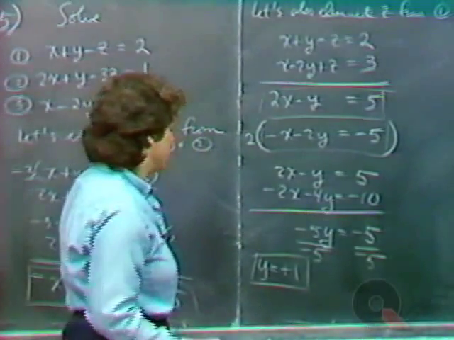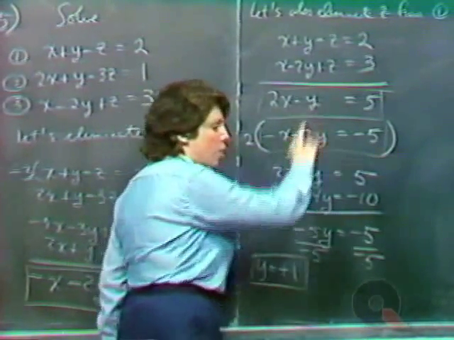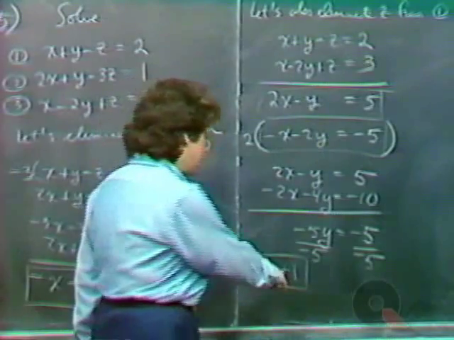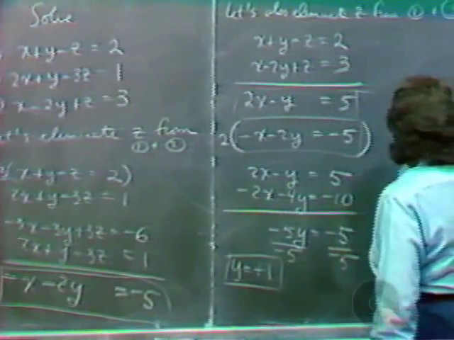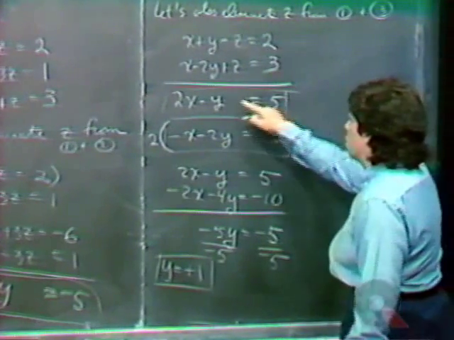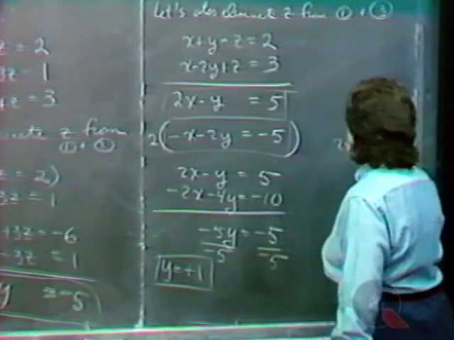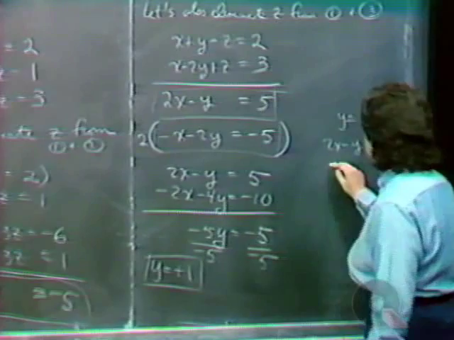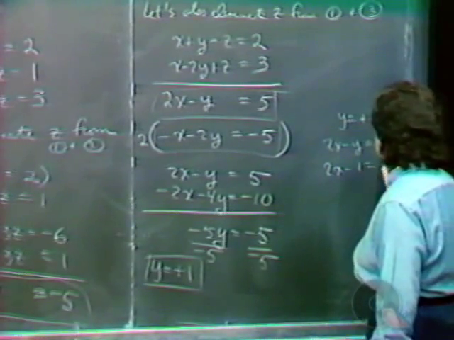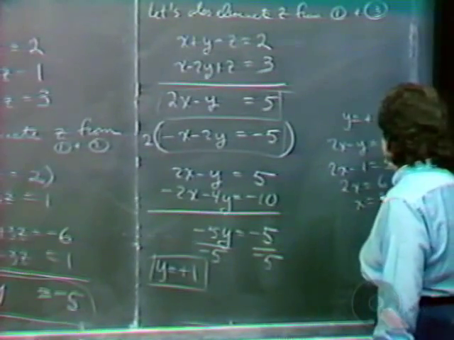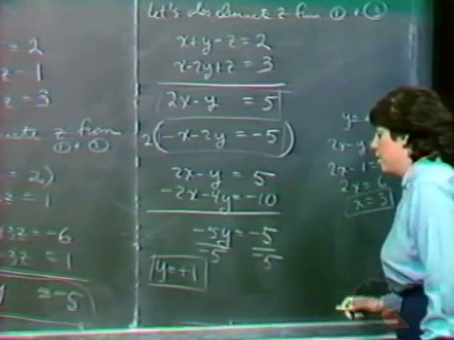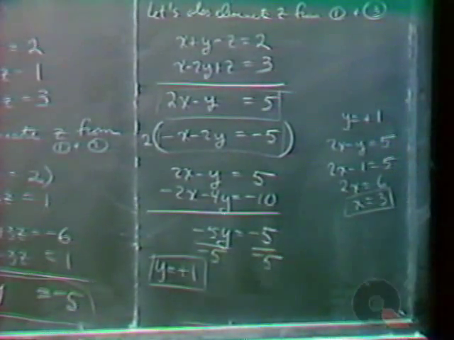Once I know that y is plus 1, go to one of the equations involving only x and y, substitute in this y value, and figure out what x is. Well, y is 1. 2x minus y is 5. 2x minus 1 is 5. 2x is 6. I now know x is 3. Y is 1 and x is 3.